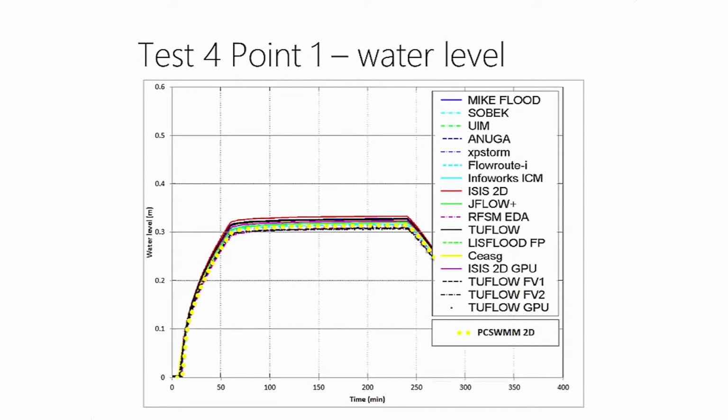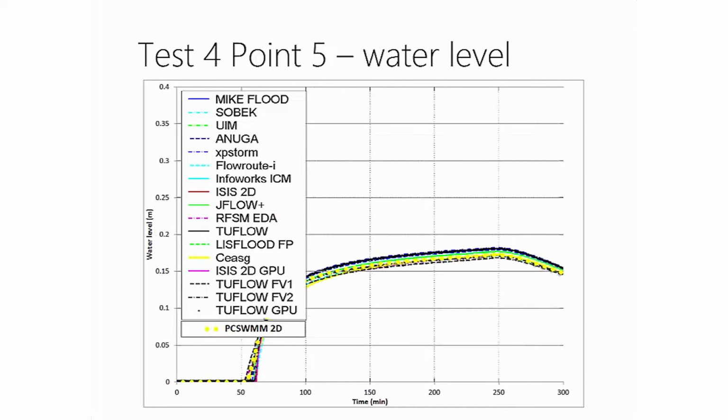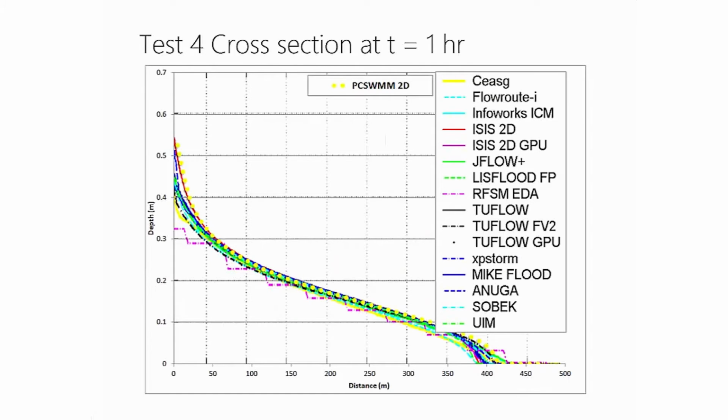I'm just going to quickly go through the results. 0.1, 0.3, again we did very well. 0.5, 0.6, and this is looking at the depths of water at the cross-section of time equals 1 hour.